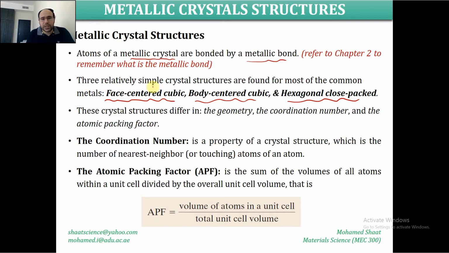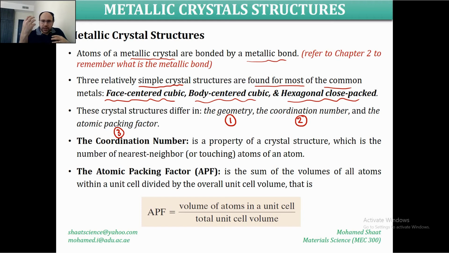Anyway, we have three relatively simple crystal structures that could be found in many of the common metal materials, which are the FCC, BCC, and HCP crystal structures. These crystal structures differ in the geometry, the coordination number, and the atomic packing. So these are three things that distinguish the FCC crystal structure from the BCC and from the HCP. These crystal structures are three different ways of arranging atoms inside the material to form a material.